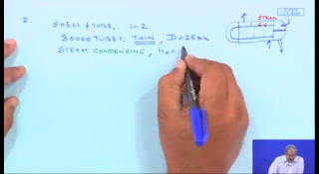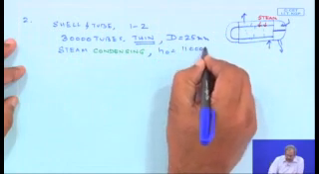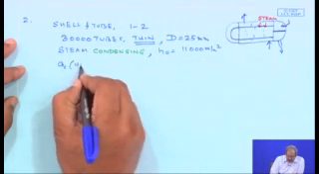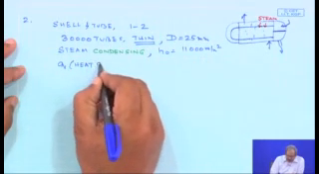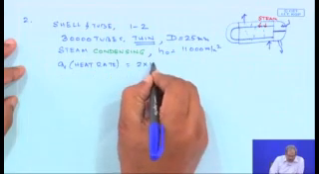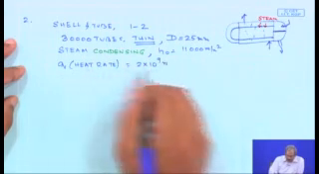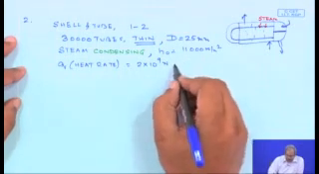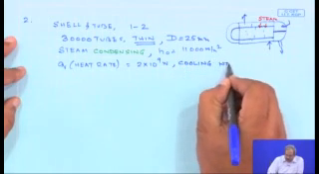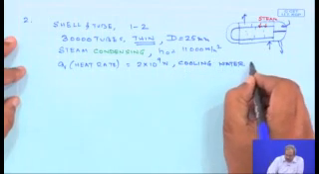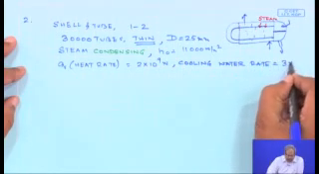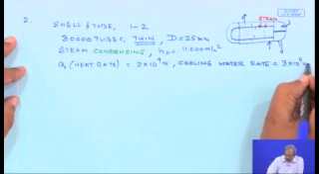The value of h is 11,000 watt per meter square. The Q, the heat rate which is desired, should be 2 into 10 to the power 9 watts. So that much heat is to be removed. The cooling water rate through all these tubes is 3 into 10 to the power 4 kg per second.